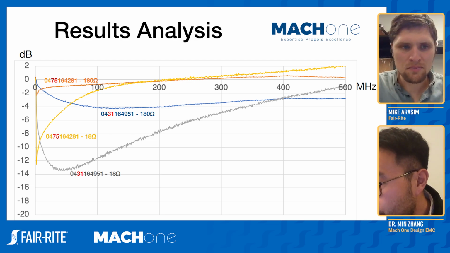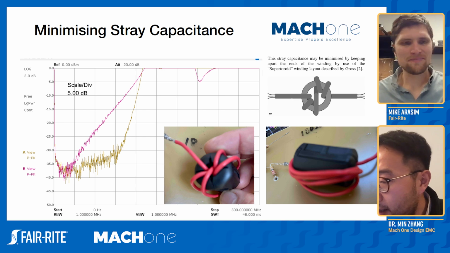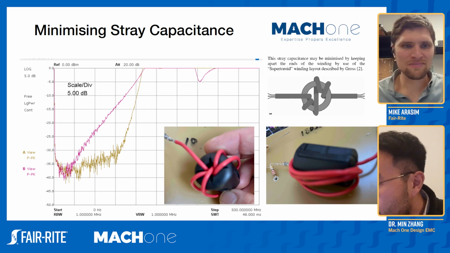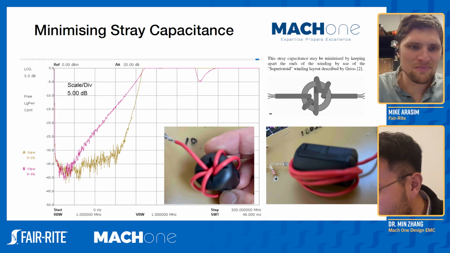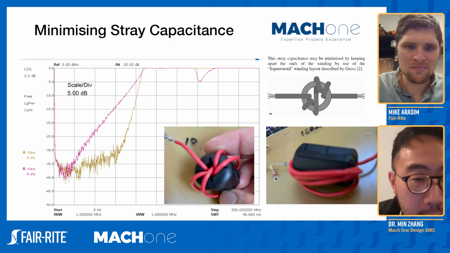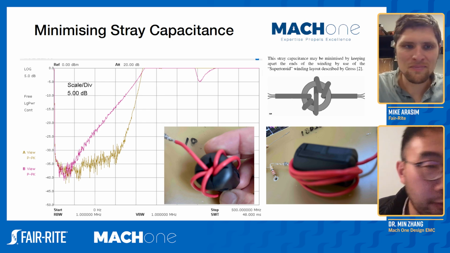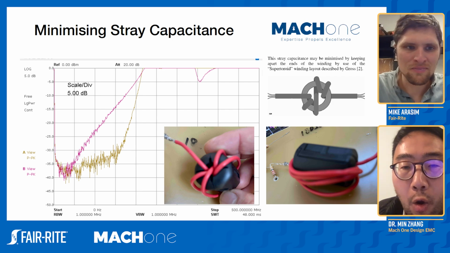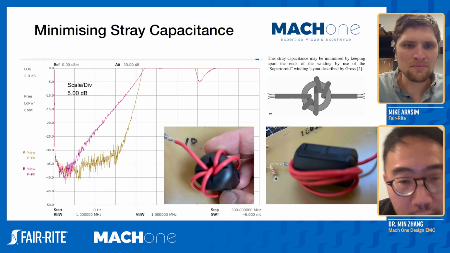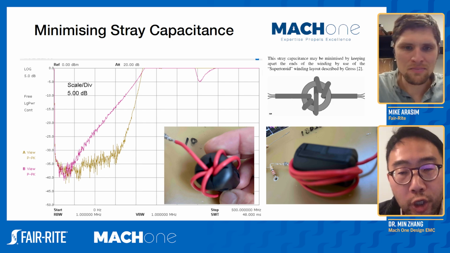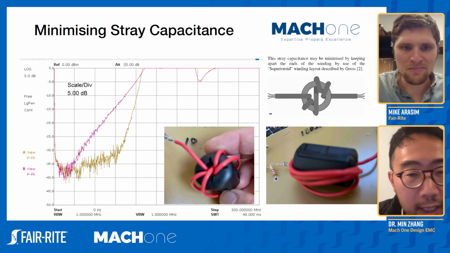Okay, and then next, this is something really interesting. Again, I'll hand it to you, Mike. Can you quickly explain, when we are using a multiple turn configuration on a Fair-Rite, what do we need to consider when we're making a few turns? Is it like the more turns we make, the better?